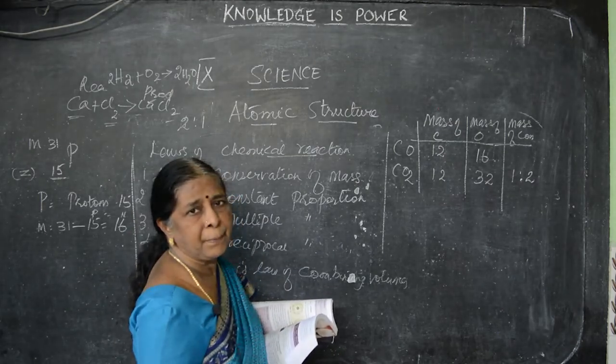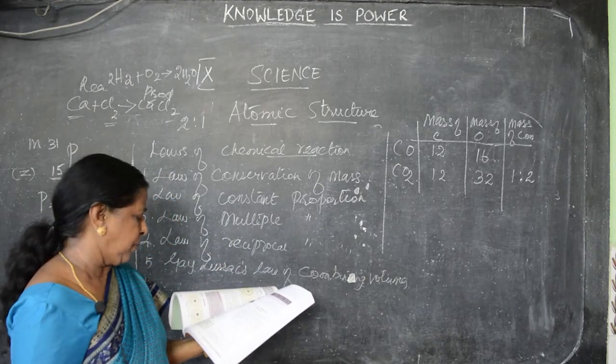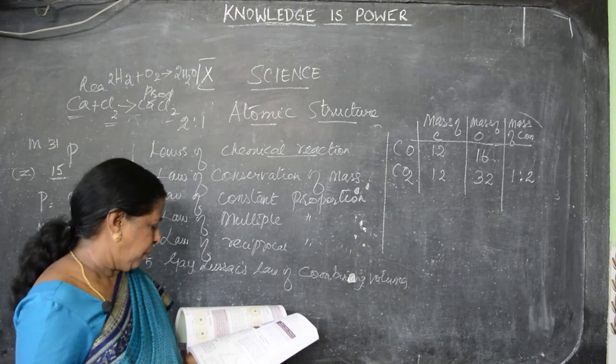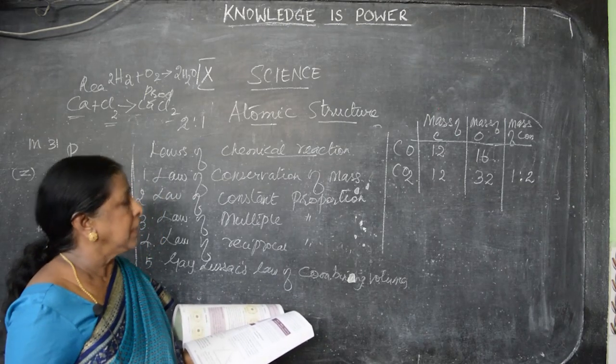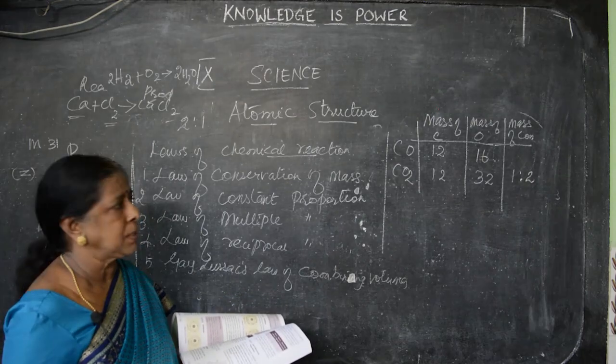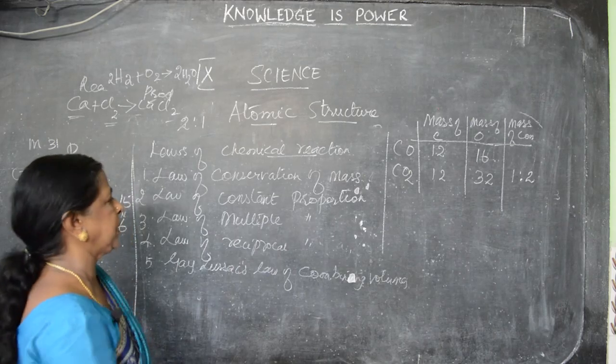Is it clear? Shall we go for the other one? So, law of multiple proportion, let me say the law again. When two elements A and B combine together to form more than one compound, then the different masses of A are separately combined with the fixed mass of B. Clear? Next one is the law of reciprocal proportion.